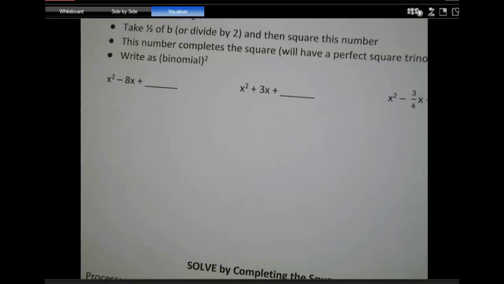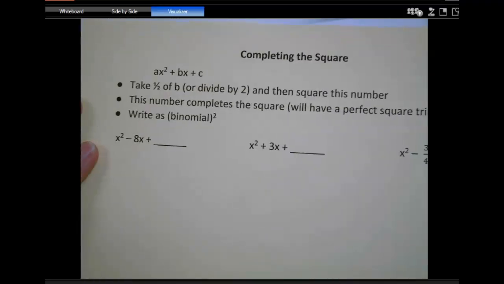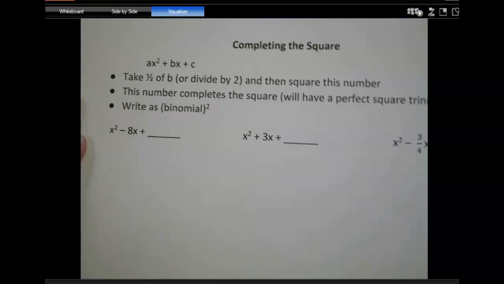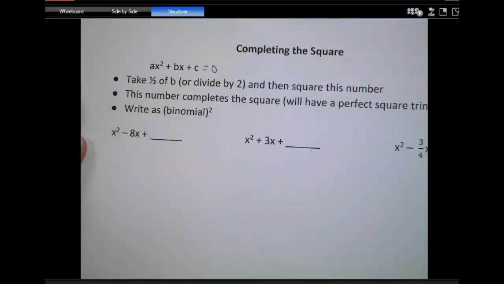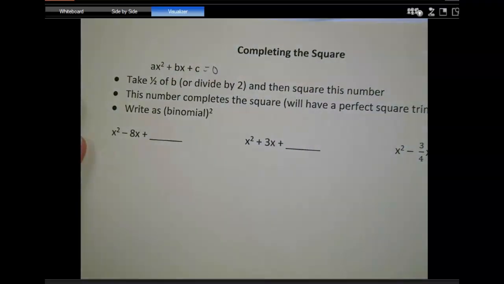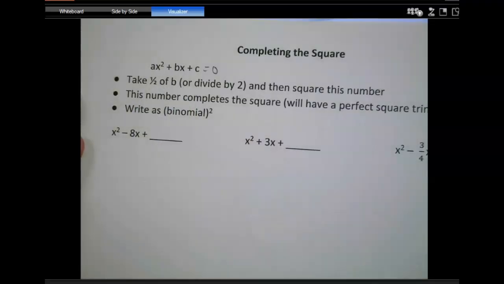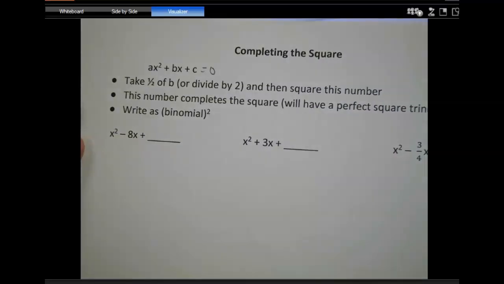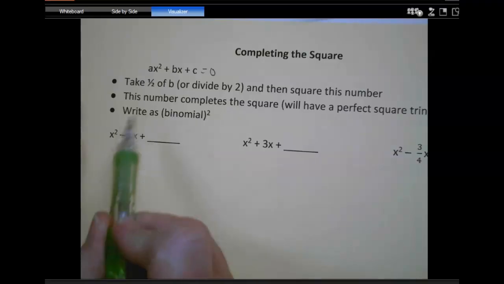Okay, so first of all, we said we have to put it in standard form and it has to equal 0, right? So the number in front of the x squared would be a, the number in front of the x is b, and the number that's by itself is c. So here's what I'm going to do. I want to make this a perfect square.